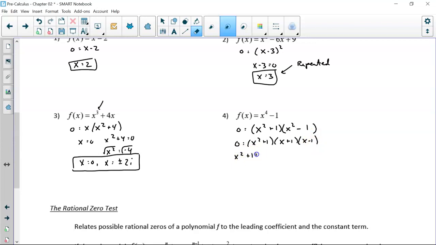So set the factors equal to 0. x squared plus 1 equals 0. x plus 1 equals 0. x minus 1 equals 0. So those solutions are x equals negative 1, x equals 1. x squared equals negative 1, take the square root, x equals plus or minus i. There are our 4 zeros. Notice 2 of them are imaginary.